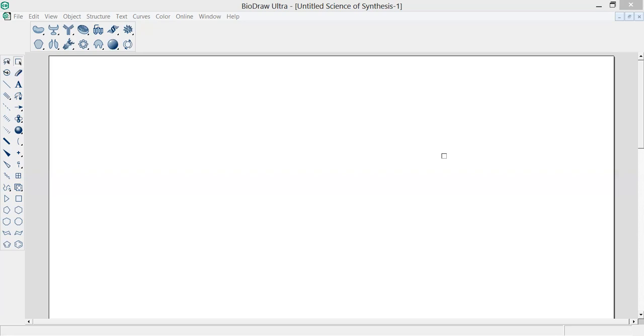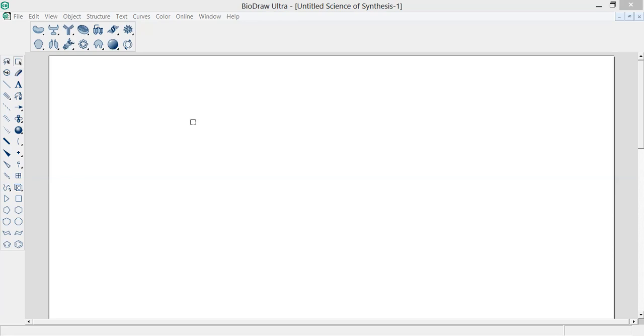You have seen many structures in papers. All the structures present in the papers are drawn by using these software programs. You might have seen structures in books, research papers, review papers, mini reviews, short leaflets. Now today we will see how to draw the structure by using BioDraw Ultra software. This is a shared screen of BioDraw Ultra software.